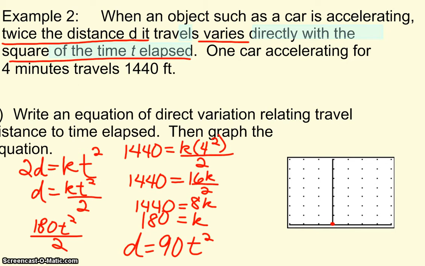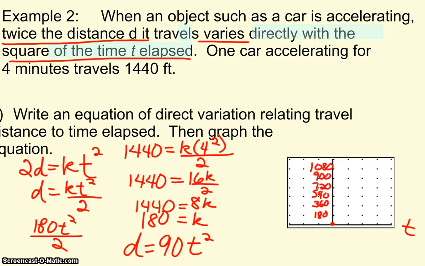When time is 2, though, it's going to jump all the way up to 360. At time 3, it's going to be 810. So I need to get some good increments on here. I'm going to count by 180s. So my first line up is 180, 360, 540, 720, 900, 1080, and so on.